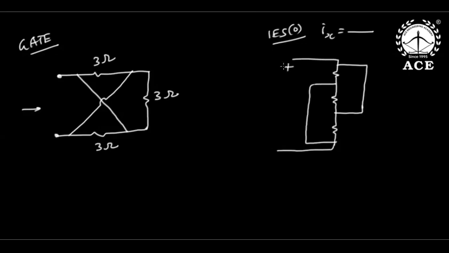Now this is 12 ohm, 12 volt. This is 3 ohm, 3 ohm, 3 ohm. I want this current Ix in this branch. Everybody do these two: one is an IES bit and one is a GATE bit. In the first GATE bit, I want the resistance between the terminals, and here I want the current Ix. Everyone do it immediately.